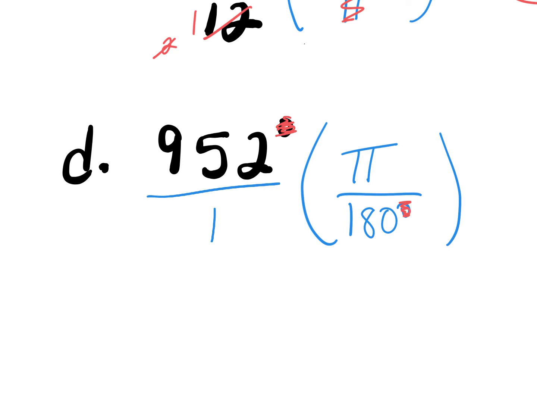And it's either pi over 180, guys, or 180 over pi. That's it. Why do the degree signs cancel out? Because they're on the top and the bottom. Remember, if anything is exactly the same on the top and the bottom, it cancels out. So the degree over degree, the degree divided by degree would cancel out.